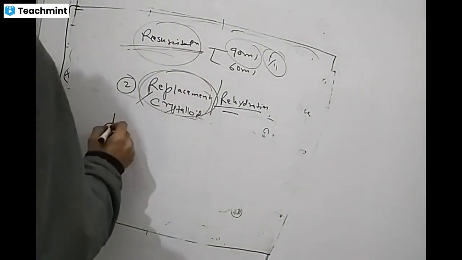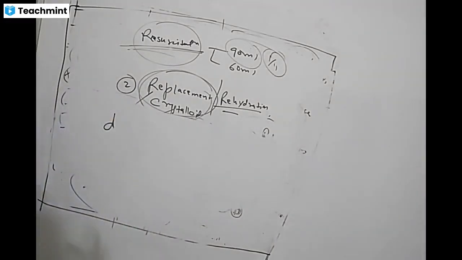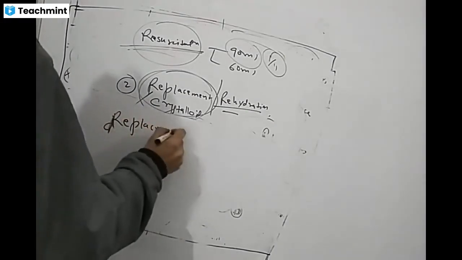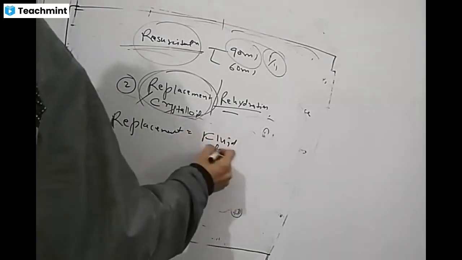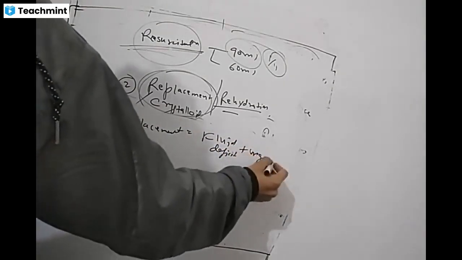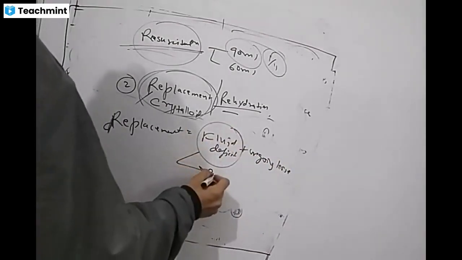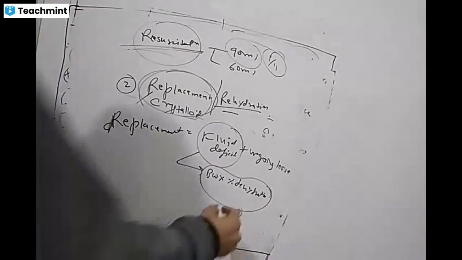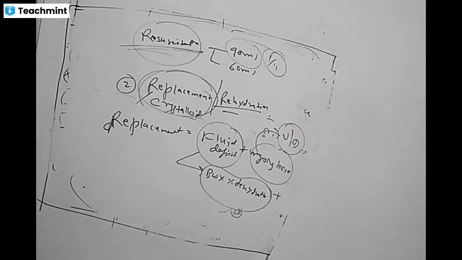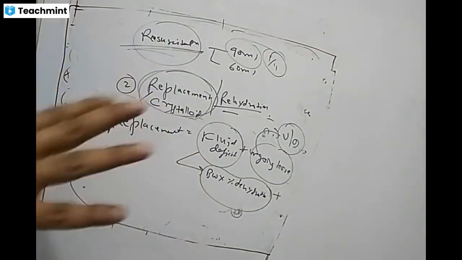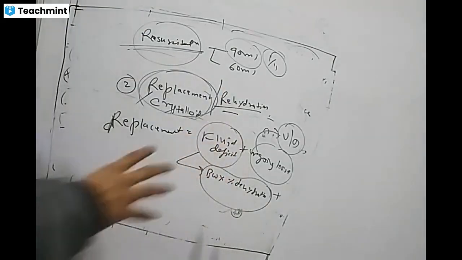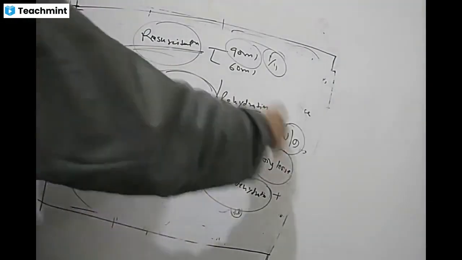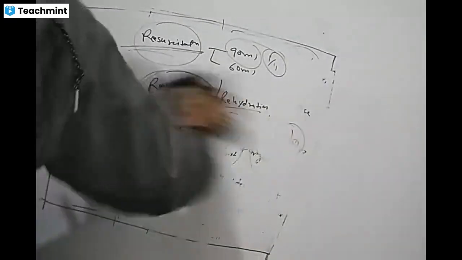How to take care of dehydration? The formula for this replacement is equal to fluid deficit plus ongoing losses. The fluid deficit is calculated simply by the body weight of the dog into percent dehydration, plus ongoing losses, which may be there or may not be there, like vomiting and diarrhea. So this is how we use the replacement crystalloid, isotonic balanced electrolyte solution, to correct the fluid deficit, that is, the interstitial fluid that is lost, plus we are giving some volume for ongoing losses like vomiting and diarrhea.